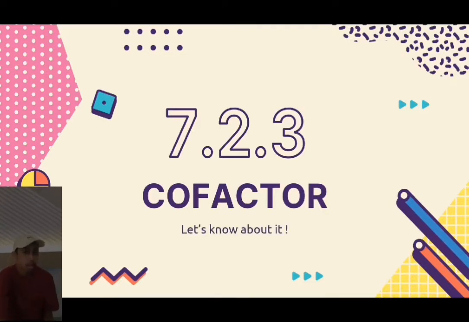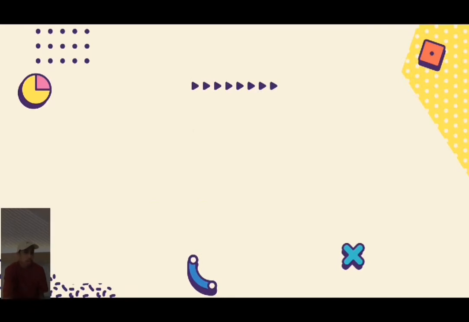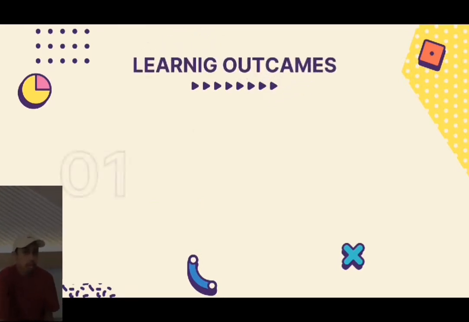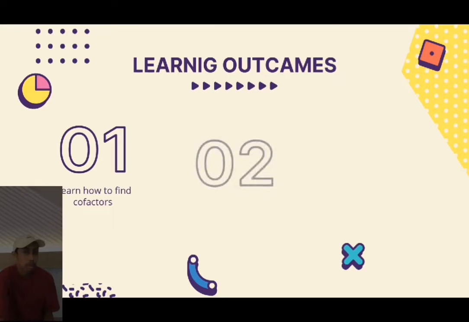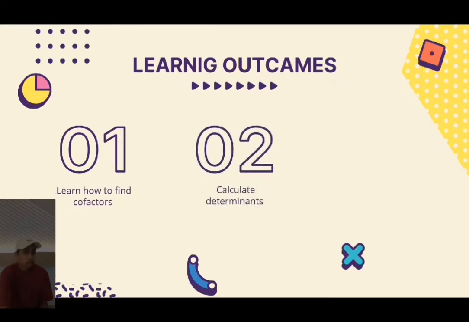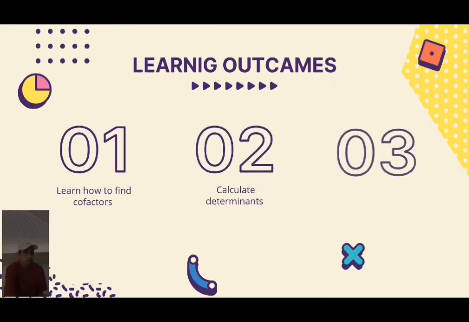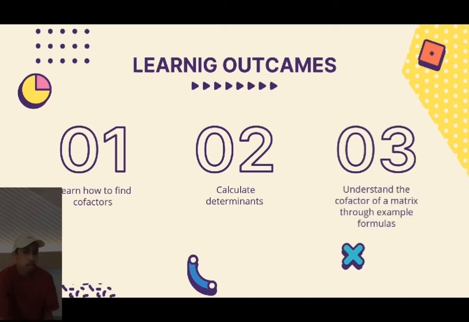Let's know about it. Before we start, students must know the 3 learning outcomes from this lesson. Number 1, learn how to find cofactor. Number 2, calculate determinant. And number 3, understand the cofactor of a matrix through example formulas.